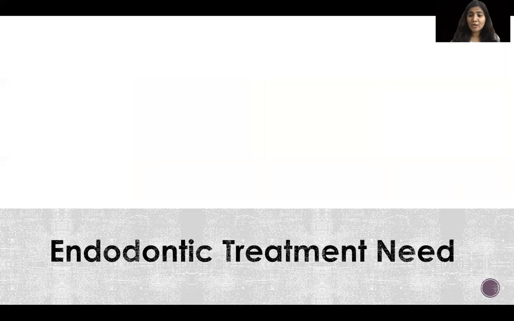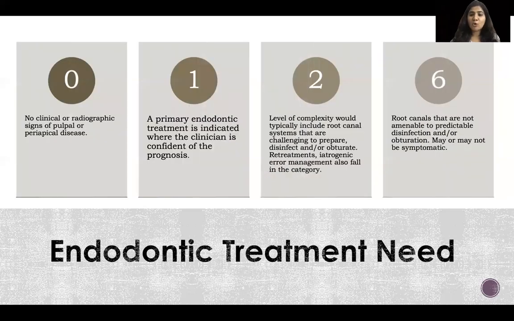Now coming to the endodontic treatment needs, score 0 is given in cases where there are no clinical or radiographic signs of pulpal or periapical disease. Score 1 is given when a primary endodontic treatment is indicated. The clinician is confident of the prognosis, and there are no complexities that the clinician may come across when trying to do a proper endodontic treatment.